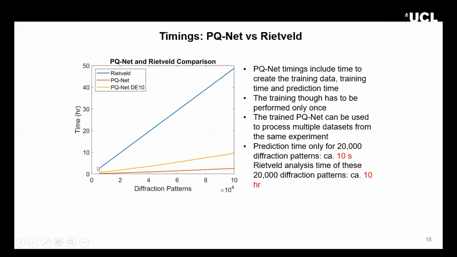For us to analyze several thousand data sets, so 20,000 diffraction patterns, as you can see here, it's a scaling problem. The more that you're analyzing, the longer it's going to take. But the PQNet approach is enabling us to process these data sets in a much more efficient way.